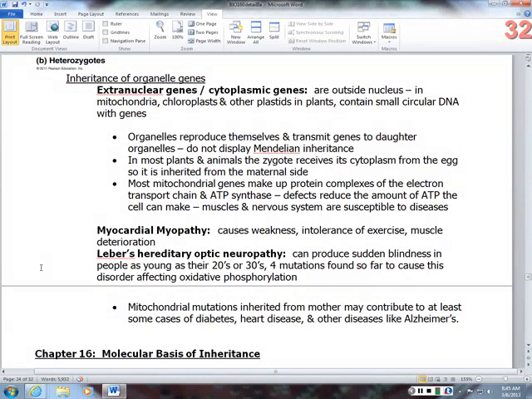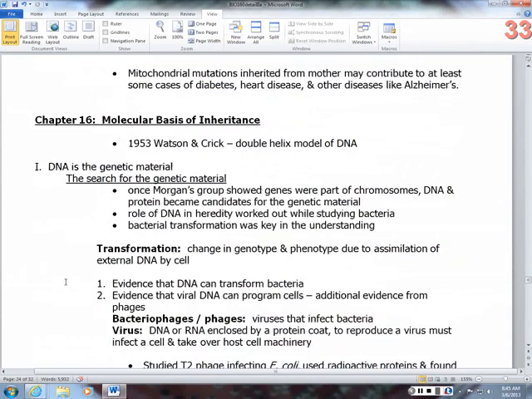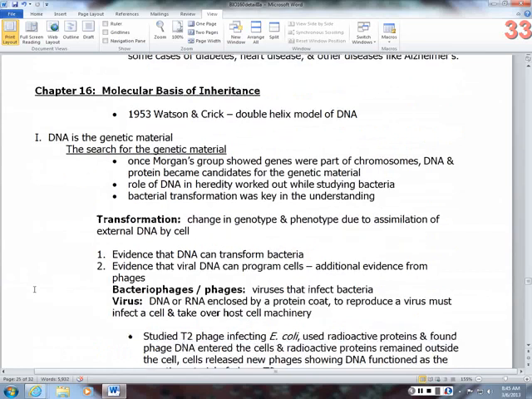A couple other conditions that are going to be carried in those mitochondrial DNA: myocardial myopathy, where you'll have muscle weakness, intolerance of exercise, and muscle deterioration. And Leber's hereditary optic neuropathy. This can produce sudden blindness in somebody in their 20s or 30s. There's 4 mutations that cause this that will affect oxidative phosphorylation in there. Basically, you affect energy getting to the optic nerve in there, and you get a neuropathy that does not allow that nerve to work and carry the visual impulse anymore.